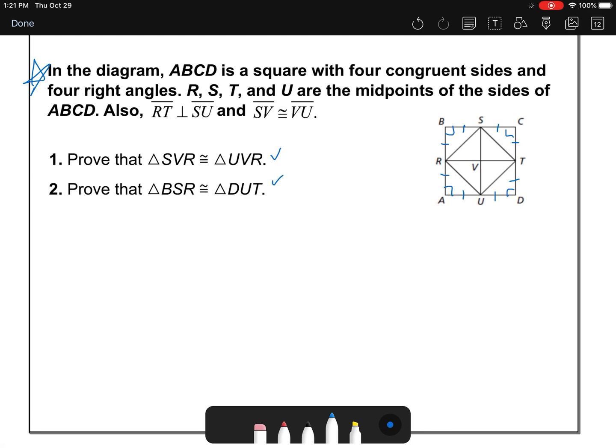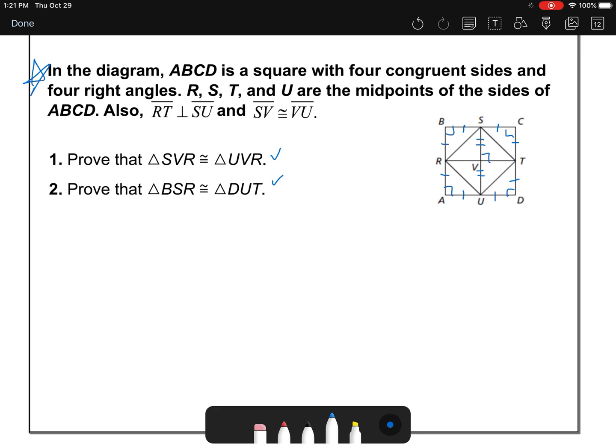Right, they're all isosceles, aren't they? Isosceles right triangles. Then it also says that RT is perpendicular to SU, RT and SU. So that's 90. And it says that SV is congruent to VU. So I should put 2 tick marks on there.